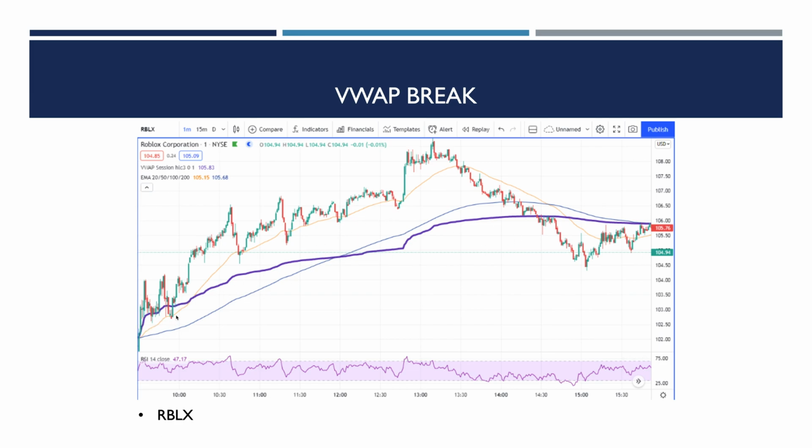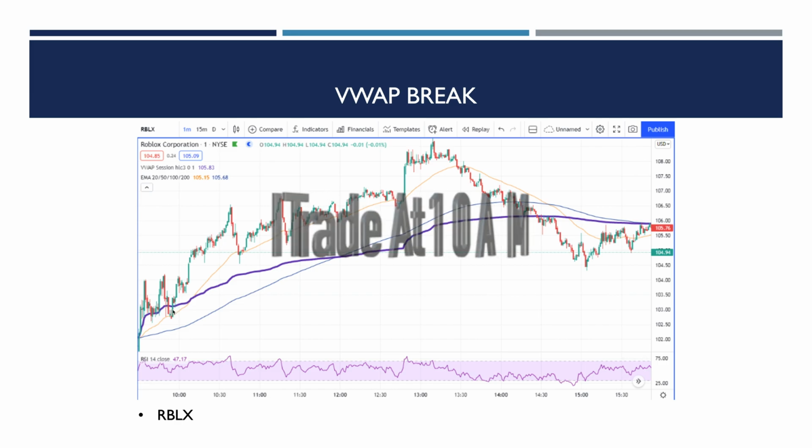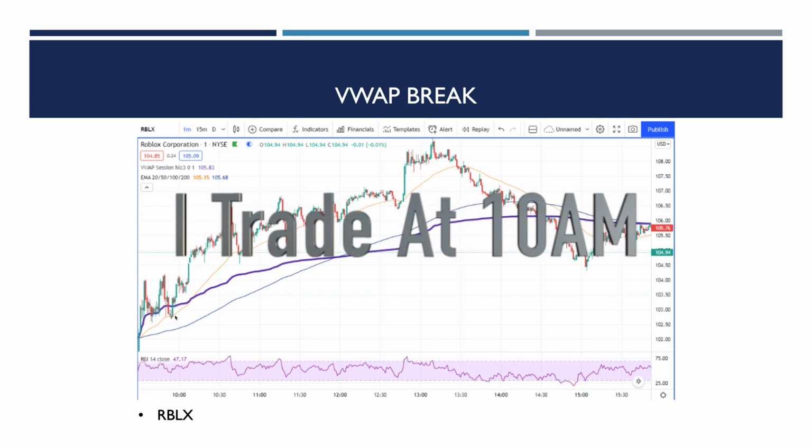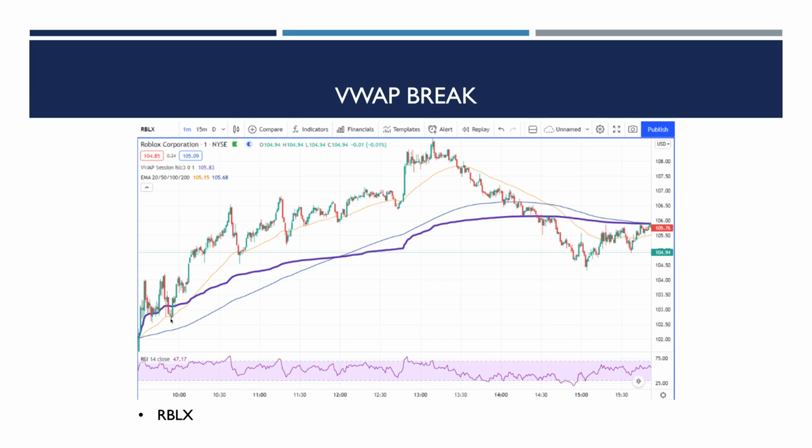So once again, we want to wait till about 9:45, which is around here. We see that it breaks the VWAP, right? We're not in here yet. The beginners, the rookies, they're trading here. You don't want to be here. We wait for that VWAP break, that confirmation, and then we place our order. We are in and we are out.